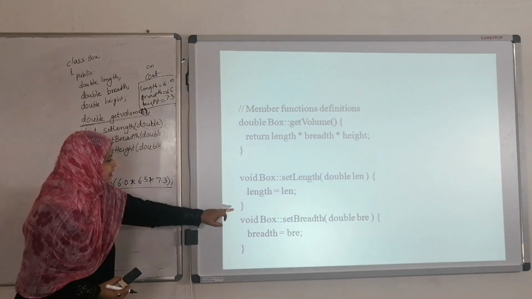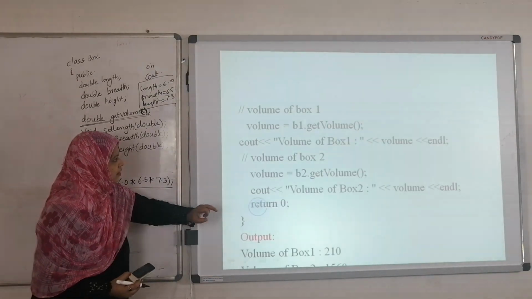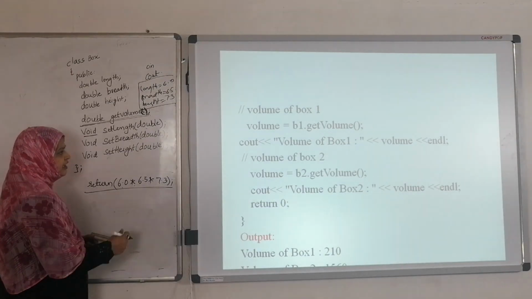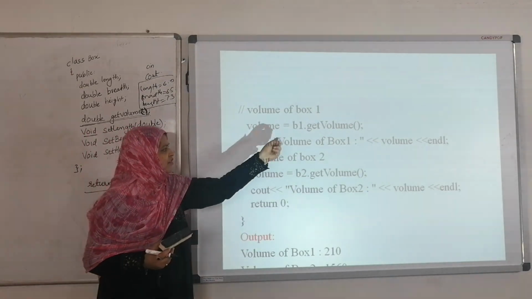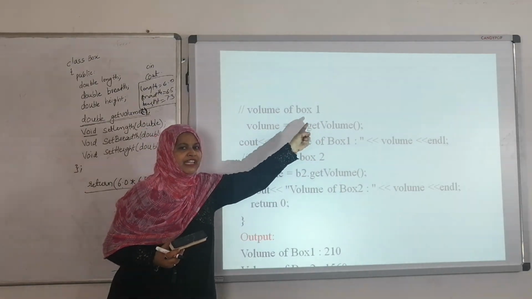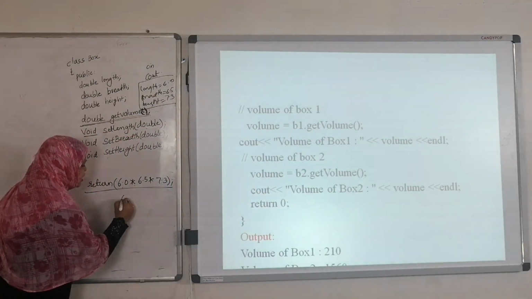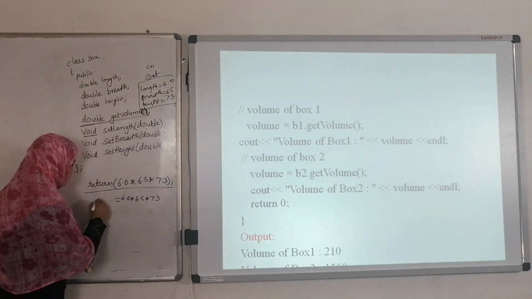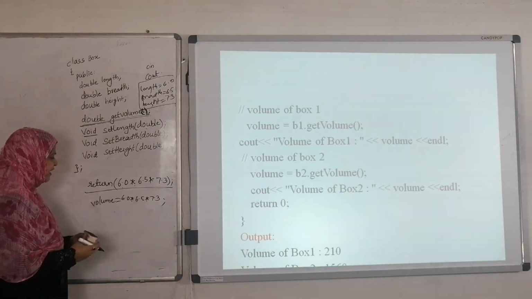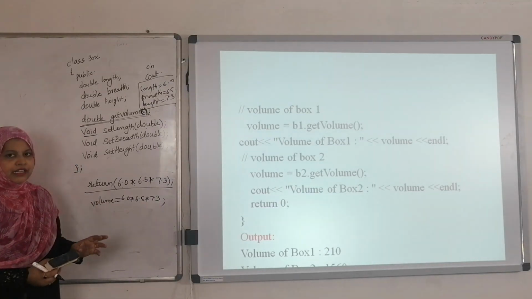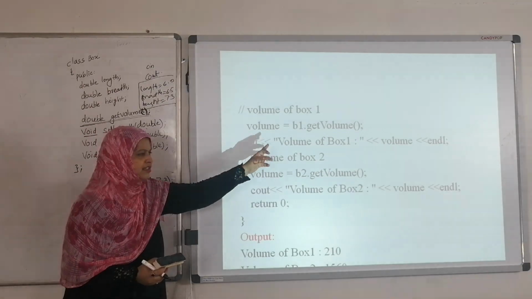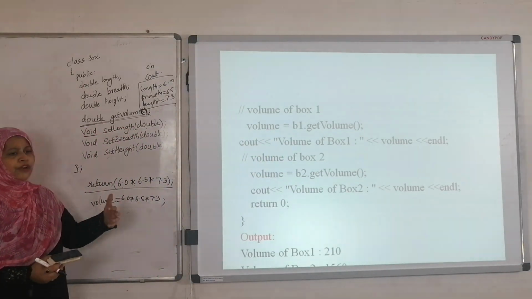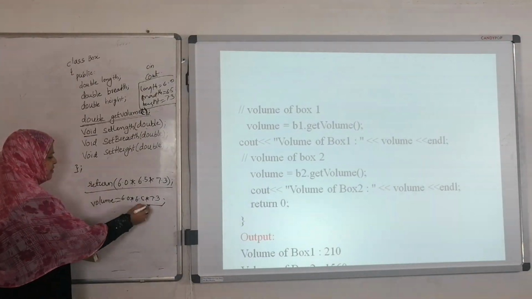Now 6.0 into 6.5 into 7.3, we are returning this value. Now what is the value of b1 dot get volume? The value of b1 dot get volume is 6.0 into 6.5 into 7.3, which is stored in volume. This is the value, right? Now see, out volume of a box. Volume of a box is volume. This is the volume of a box.